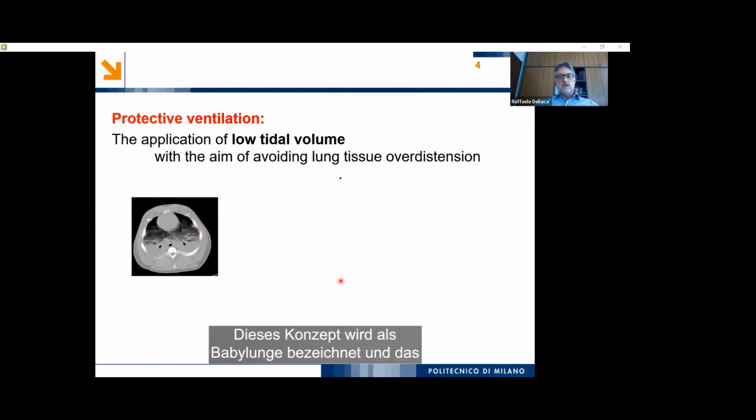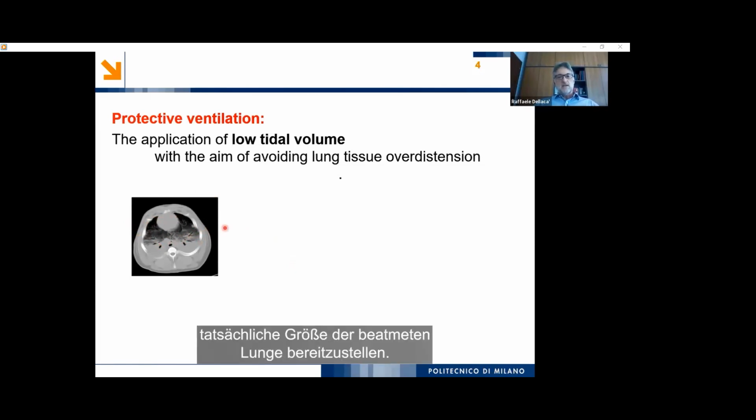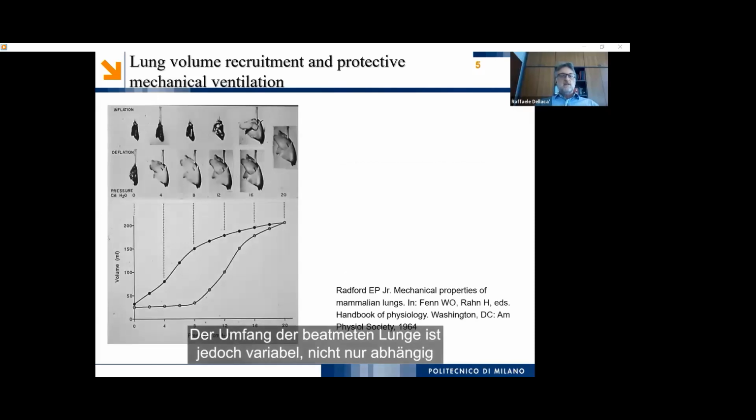So this concept is called the concept of the baby lung, and the goal is to provide the appropriate tidal volume for the actual size of the ventilated lung. However, the amount of the ventilated lung is variable, not only with the disease, the severity of the disease, but also with the pressure. This is a well-known physiological concept that has been described since the mid of the century.